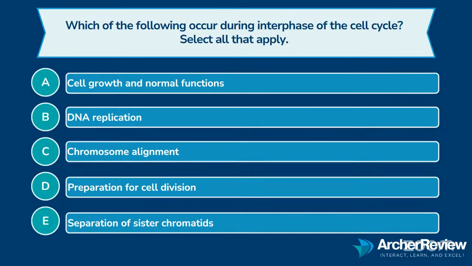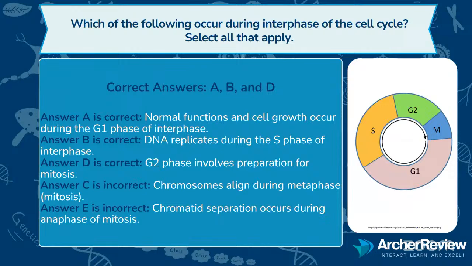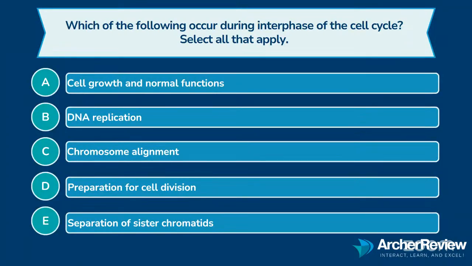All right, we ready for these? I think many of you had the correct answers or some of the correct answers. A, B, D. Let's break it down. A, cell growth and normal functions. B, DNA replication. D, preparation for cell division.